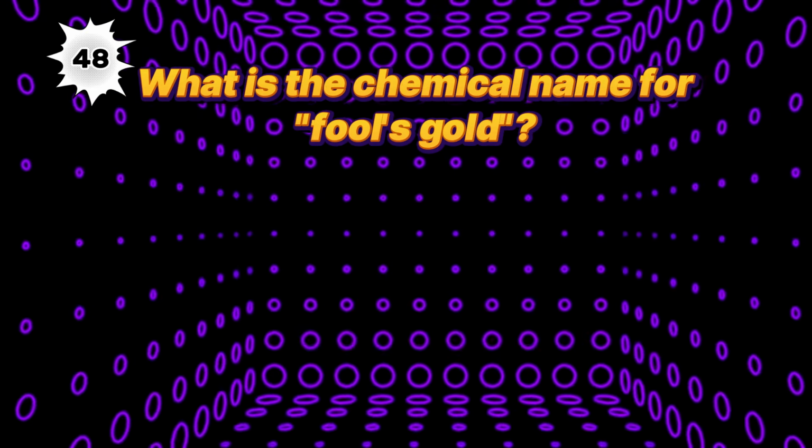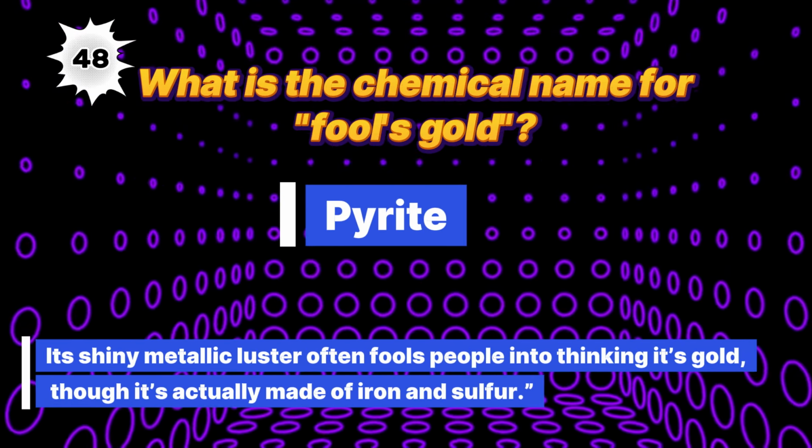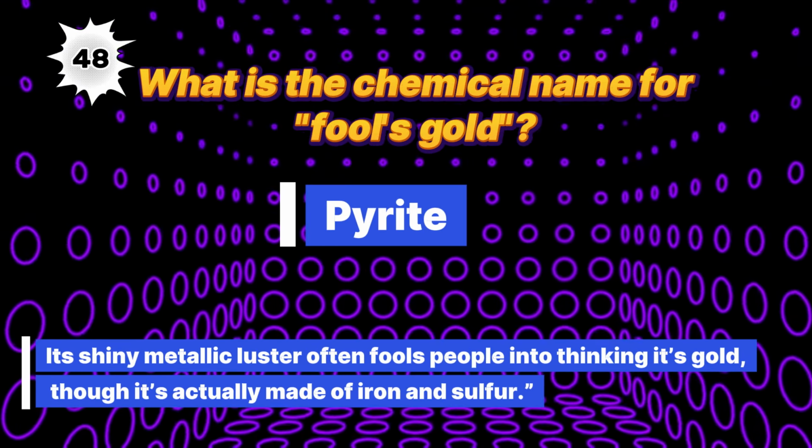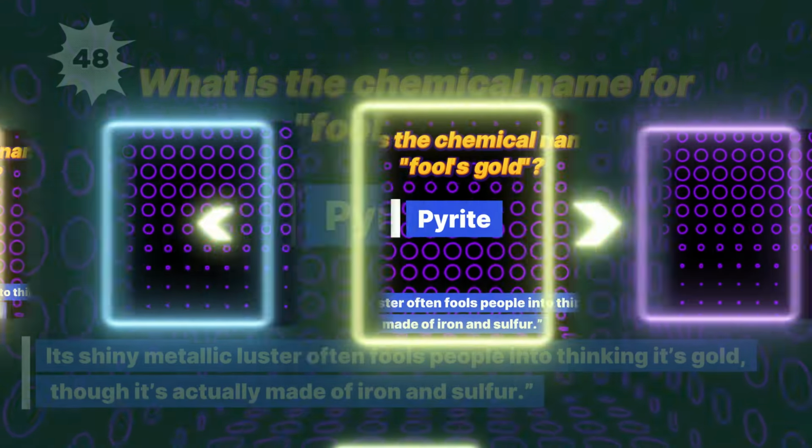The correct chemical name is, of course, pyrite. Its shiny metallic luster often fools people into thinking it's gold, though it's actually made of iron and sulfur.